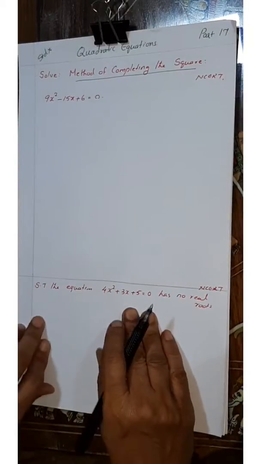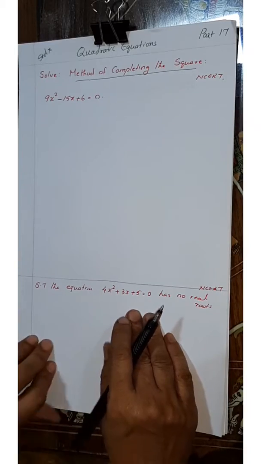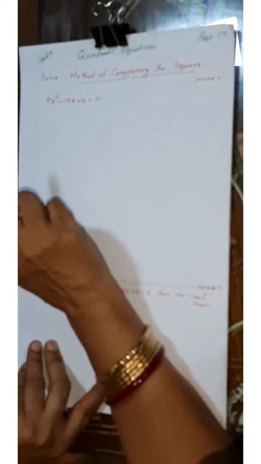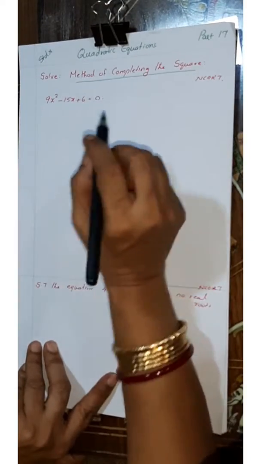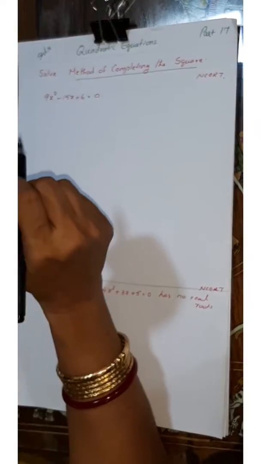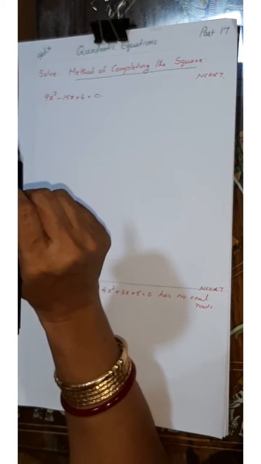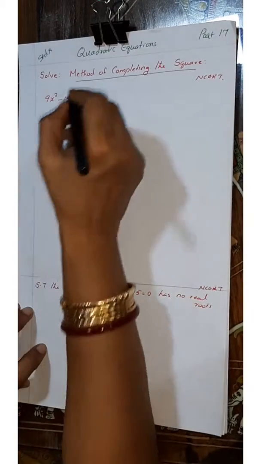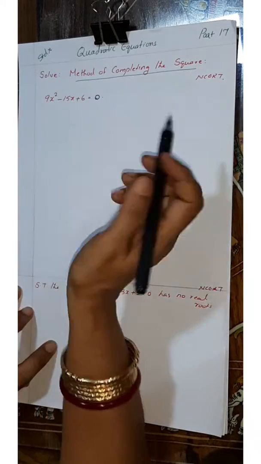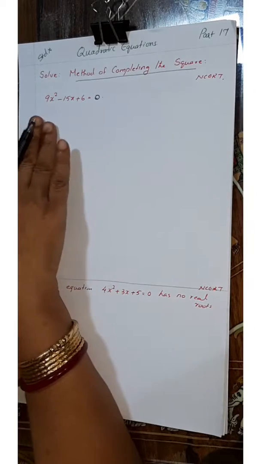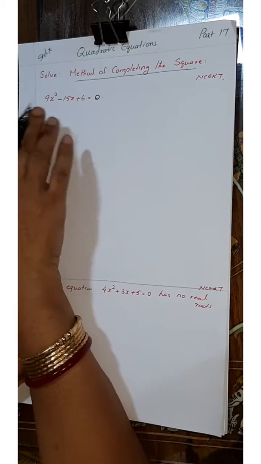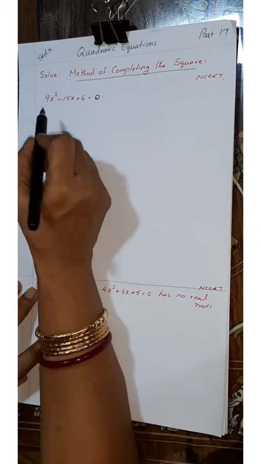Welcome back to the chapter Quadratic Equations for Standard 10. Now we are going to solve the quadratic equation using the method of completing the squares. So this another equation is 9x squared minus 15x plus 6 is equal to 0. So we have certain steps. If you follow that step, it is very easy to do this problem. The first step is we have to make the coefficient of x squared as 1. So for that we have to divide throughout by 9.